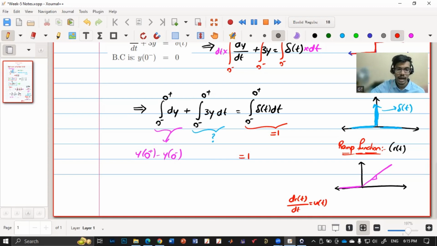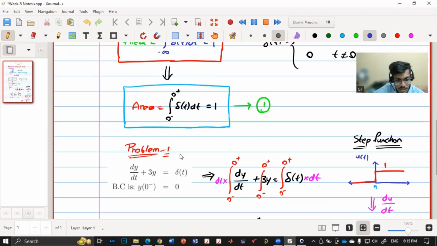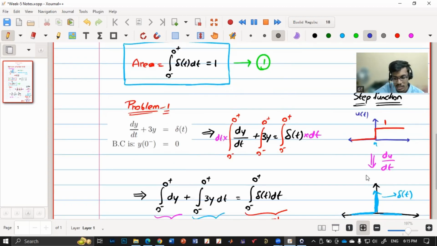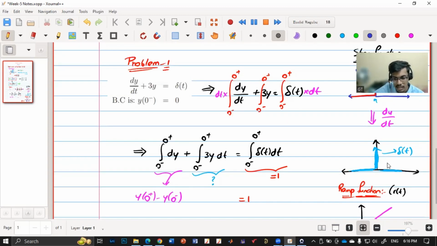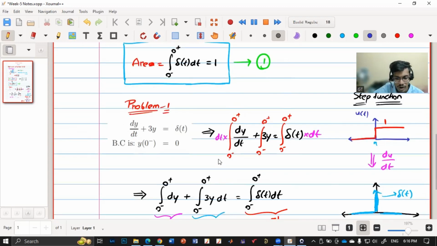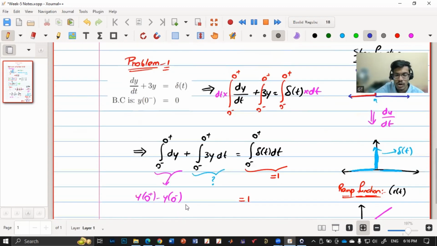So why am I saying this? Because here y(t) has delta(t), and delta(t) is coming from the term dy/dt. So dy/dt has delta characteristics. If we integrate dy/dt, we will get y. So y has u(t) characteristics, which means it is discontinuous at t equals 0. So y(0+) and y(0-) are not equal.